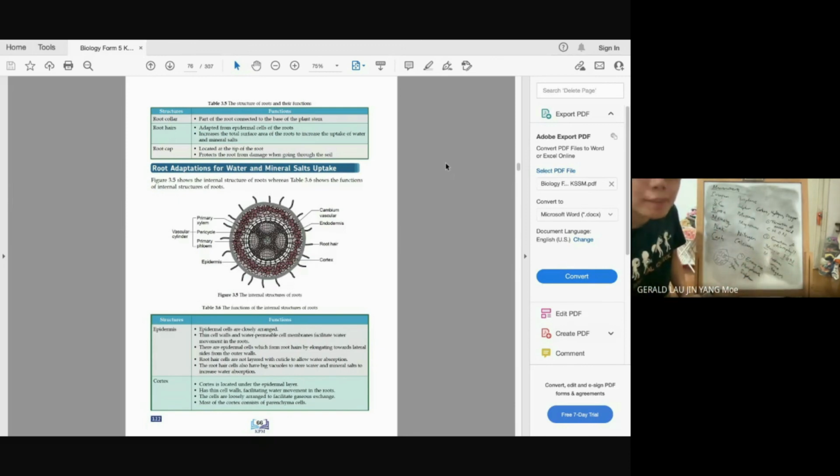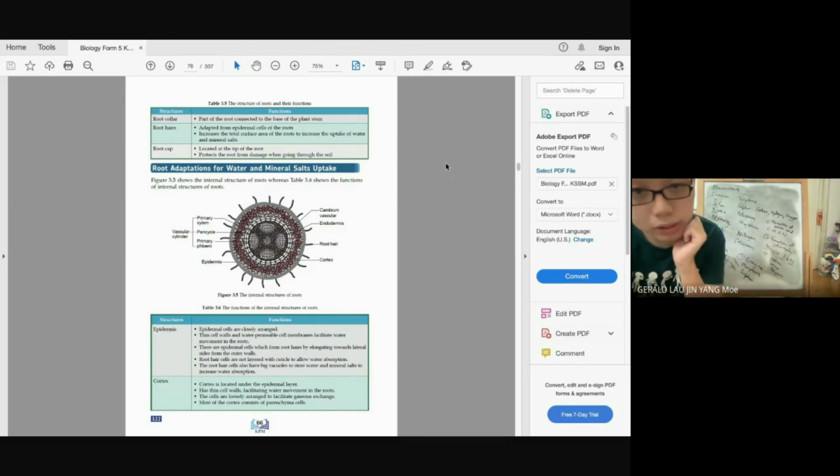Okay, so the epidermis, the function is to protect the root. It has a thin cell wall, water permeable, and elongates towards the lateral side from the outer wall. Root hair cells are not layered with cuticle to allow water absorption. Root hair cells have big vacuoles to store water and mineral salts.